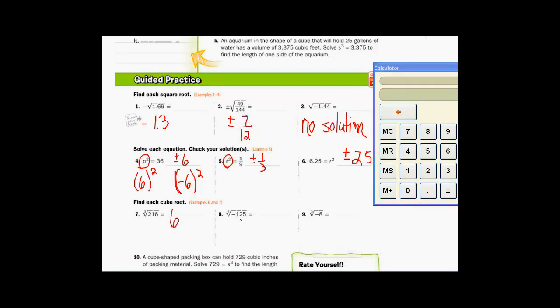Cubed root of negative 125. We just did 5 times 5 times 5 and got 125, so you know it's going to be a 5. But because you have to have 3 things multiplied together to get a negative, this has got to be a negative number. Same way with this one. 8 is 2 times 2 times 2, which is 8, but because it has to multiply to be a negative, your answer has to be a negative.